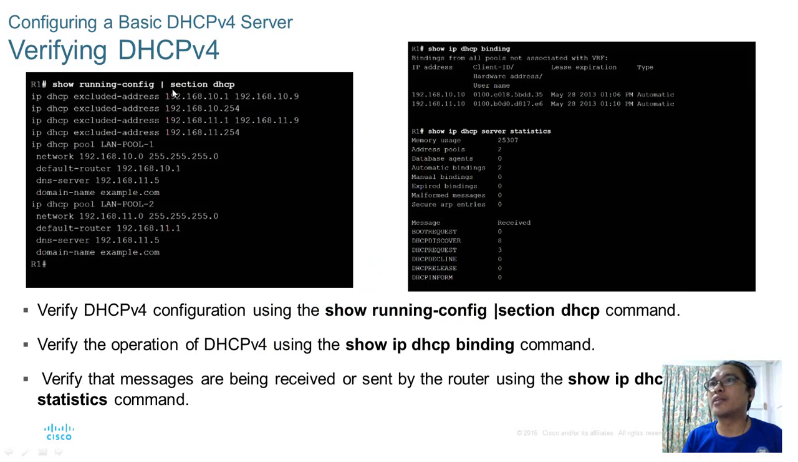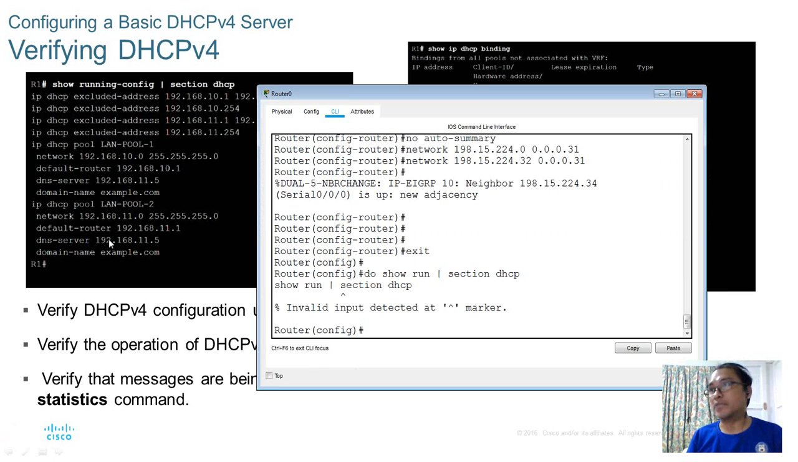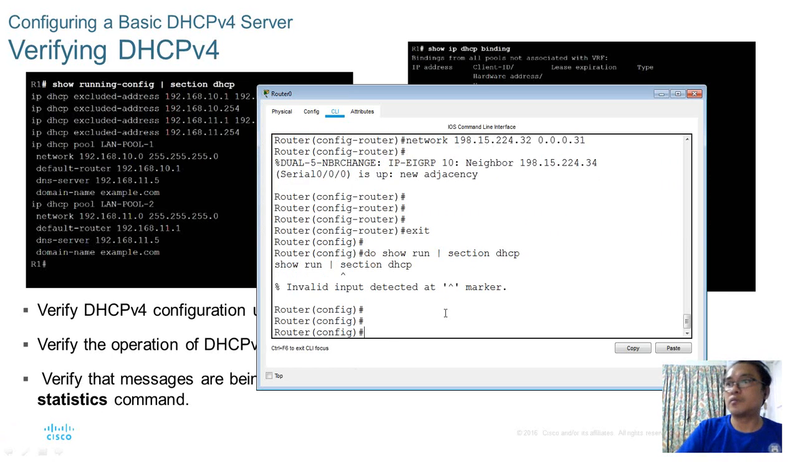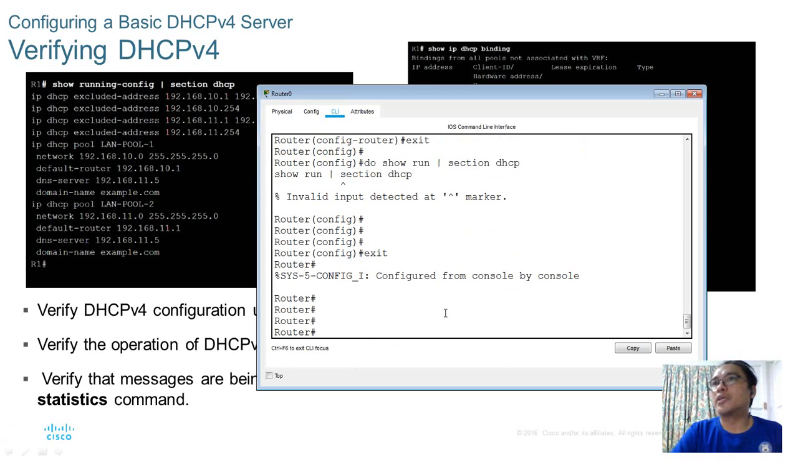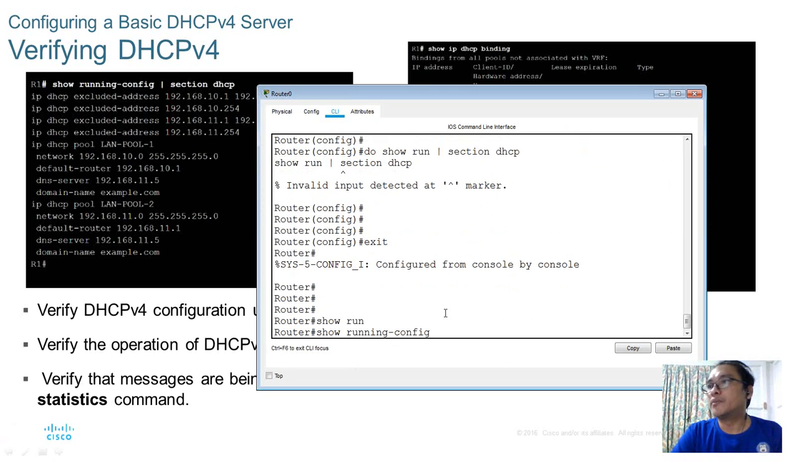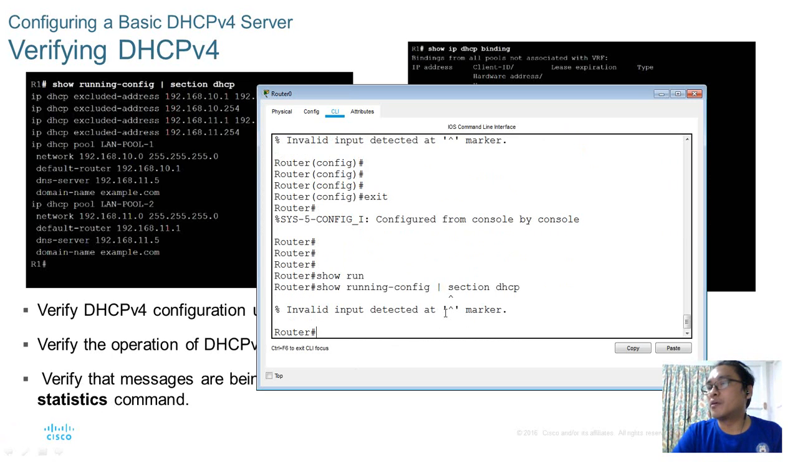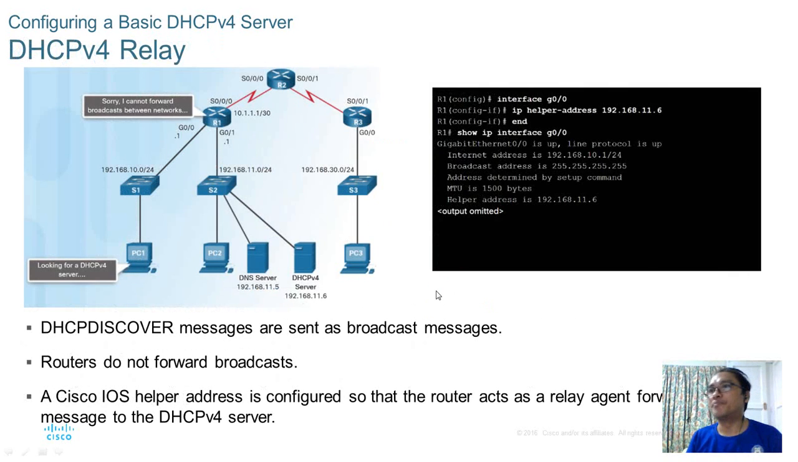Sometimes this is a problem. Maybe you can go out to the privilege mode just to give that command. Let's try it. Exit, then show run pipe section DHCP. It still doesn't show, so maybe it depends on the router. It's not a problem.